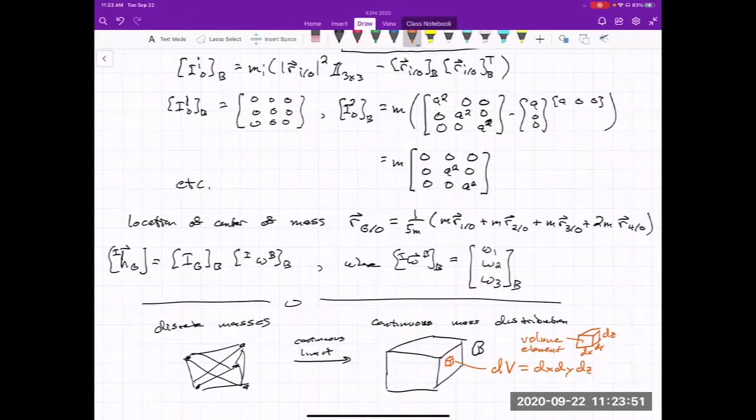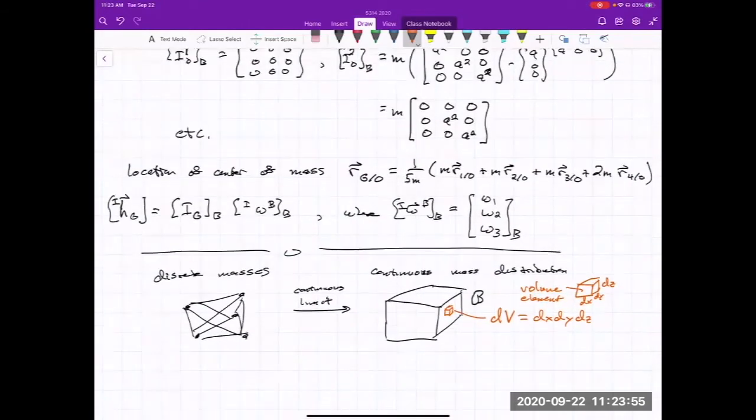an infinitesimal volume element. So instead of doing a discrete sum over masses, this is the summation symbol, a sum over masses. We go to the continuous limit and we have an integral over volume elements.